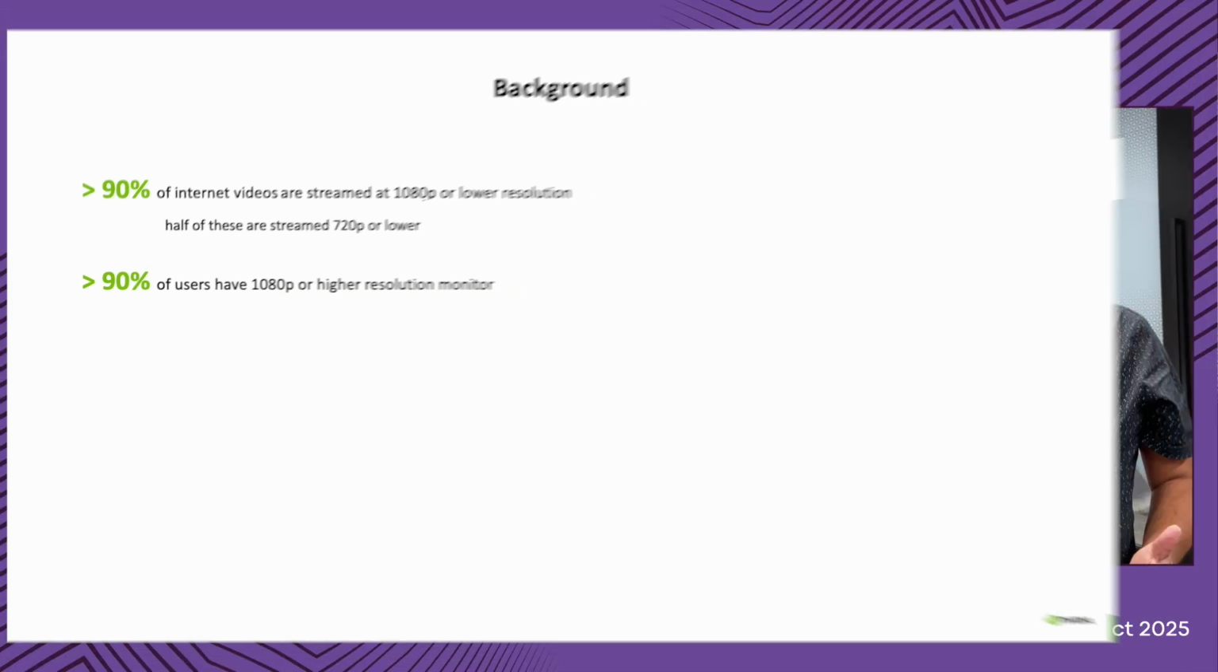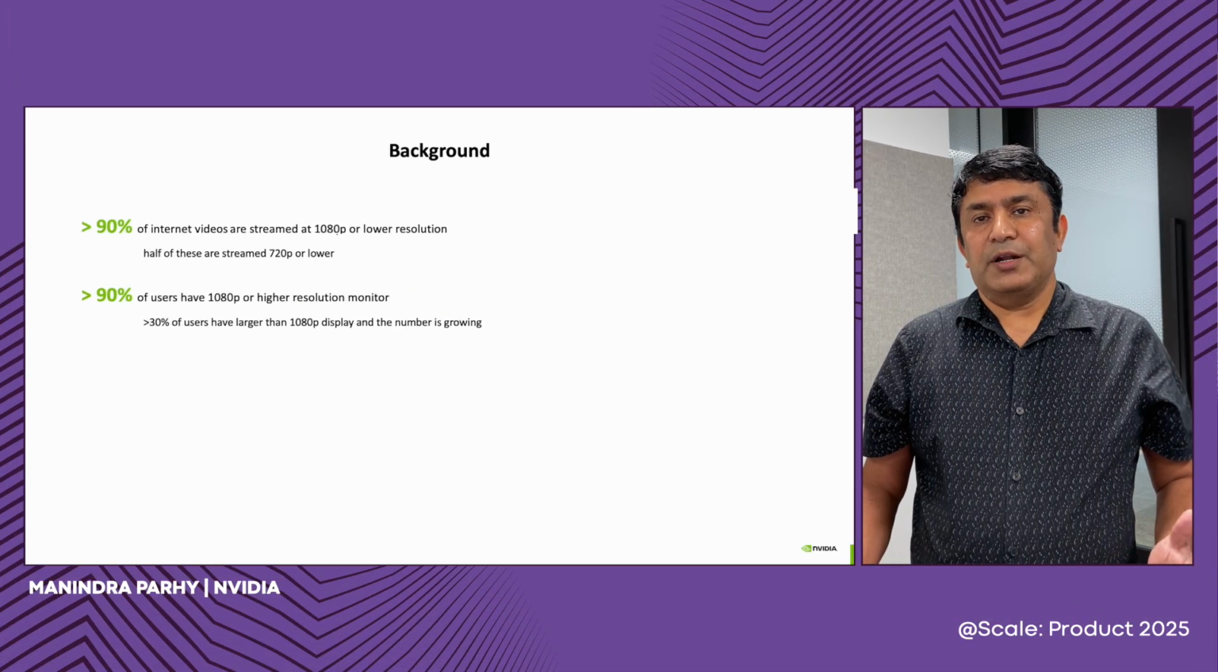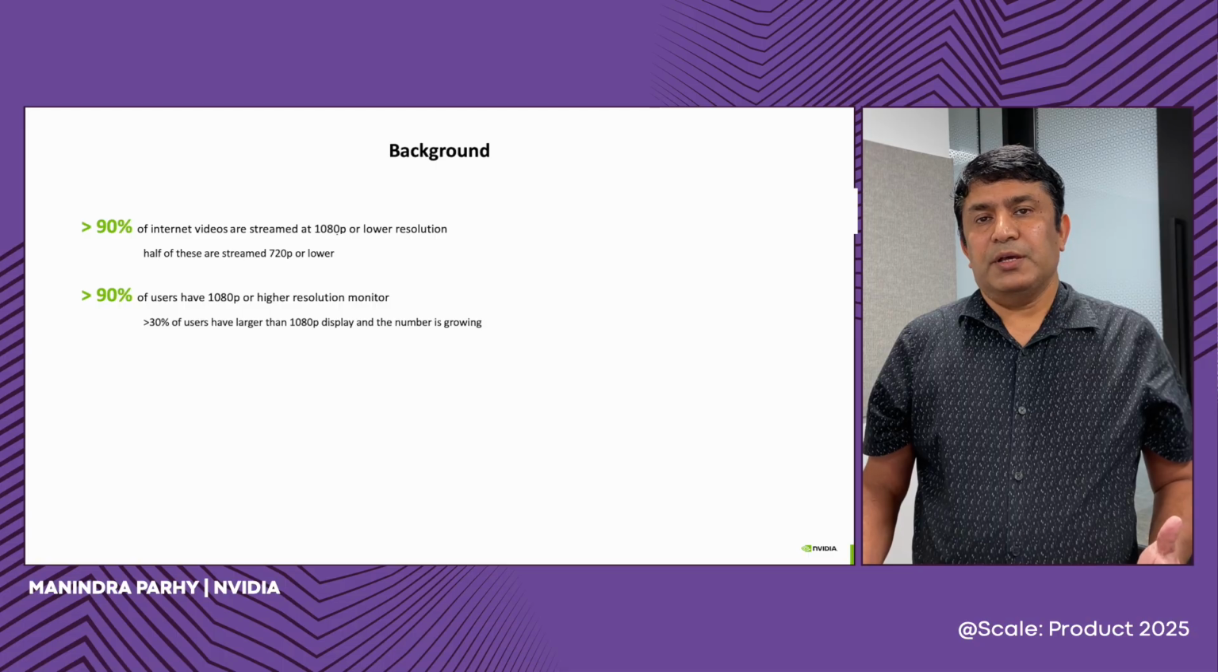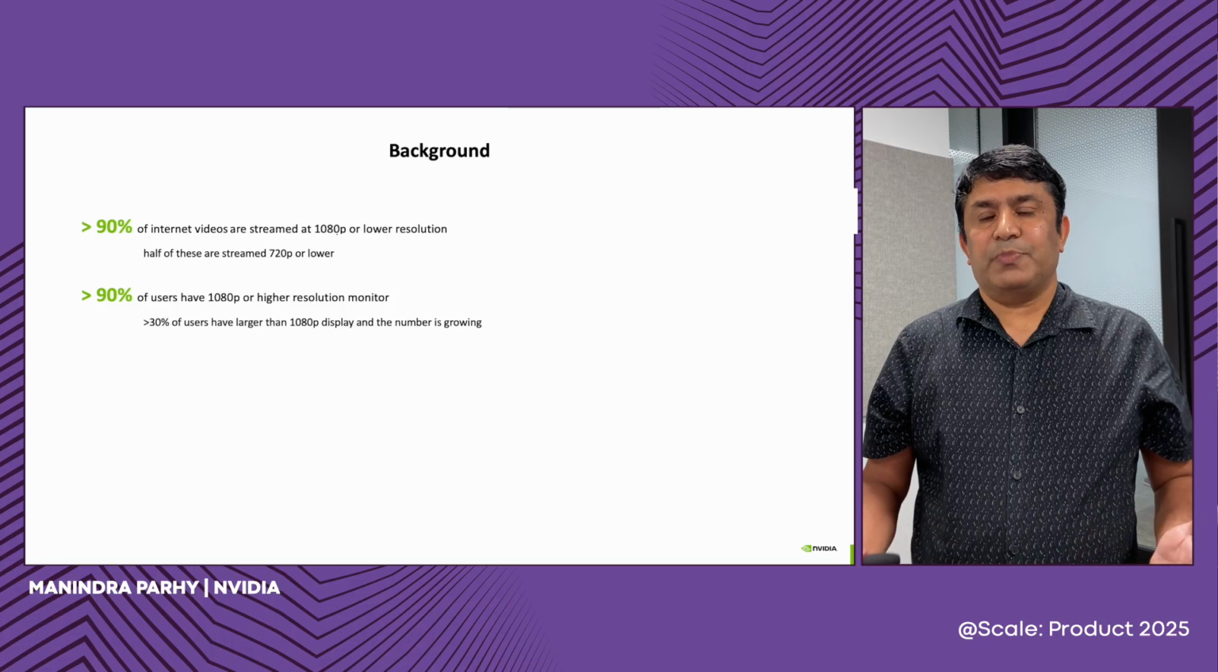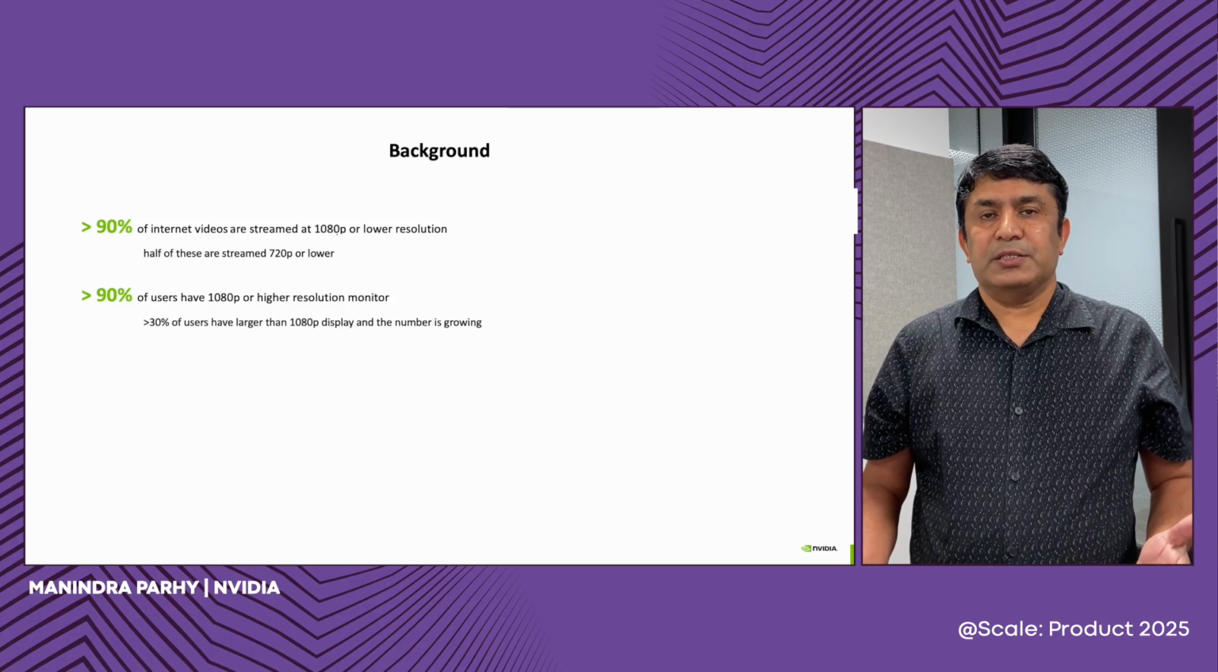90% of the internet videos that are streamed are streamed at low resolution, like 1080p or lower. Maybe half of these are 720p or lower. At the same time, 90% of people have 1080p-plus displays, and even 30% of those have displays bigger than 1080p. Now, this creates a mismatch when the video is played on these larger displays.